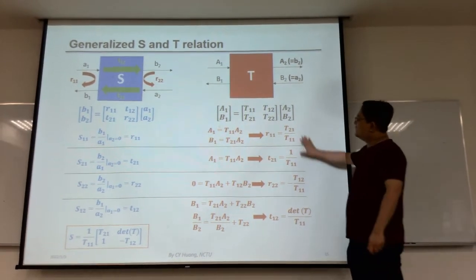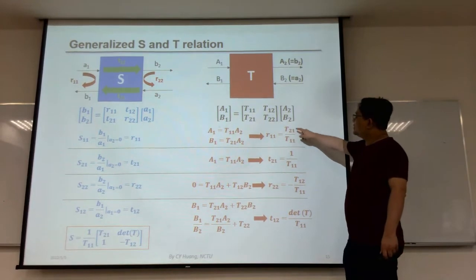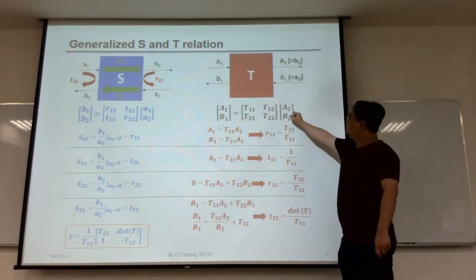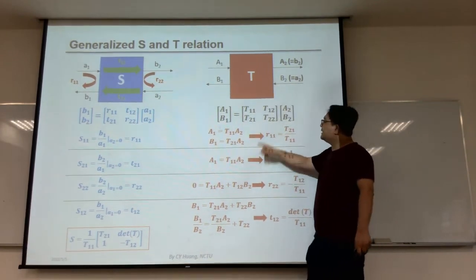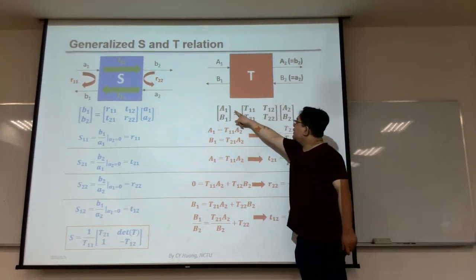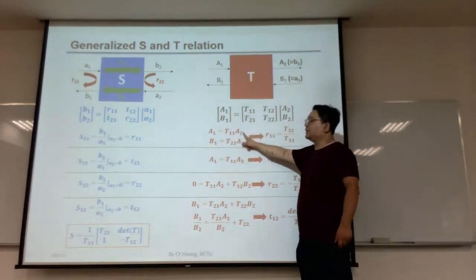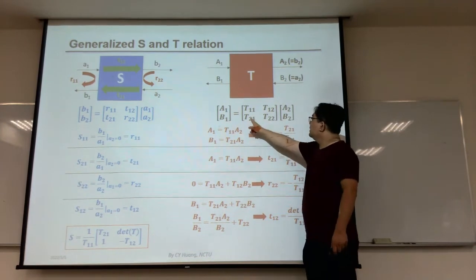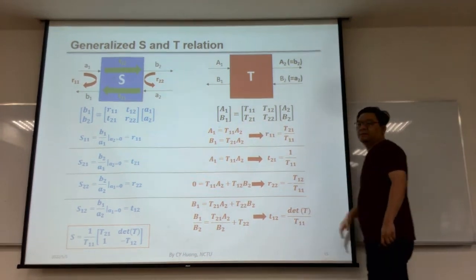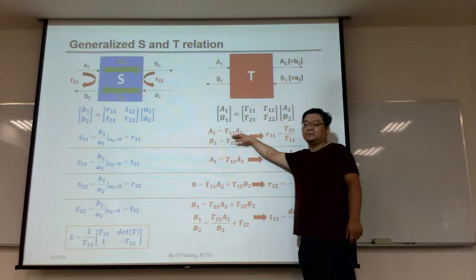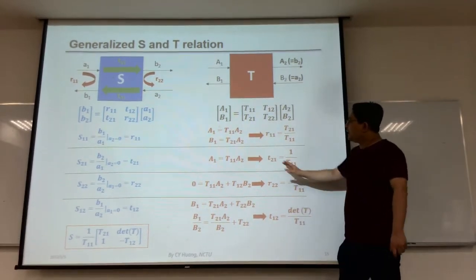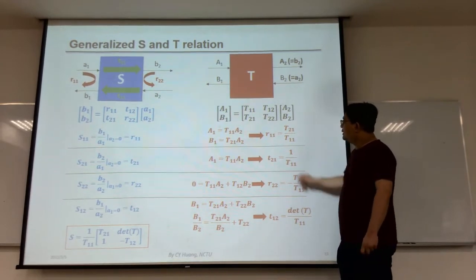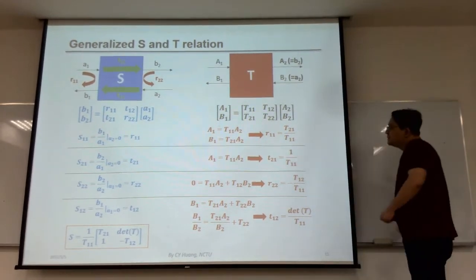So first, the first column, let's assume B2 to be 0. So it's 0 here. So that will make the A1 to be A2 times T11, and the B1 to be A2 times T12. Okay. Then we can divide both terms. So the right hand side will be T11. Okay, so let's do that.